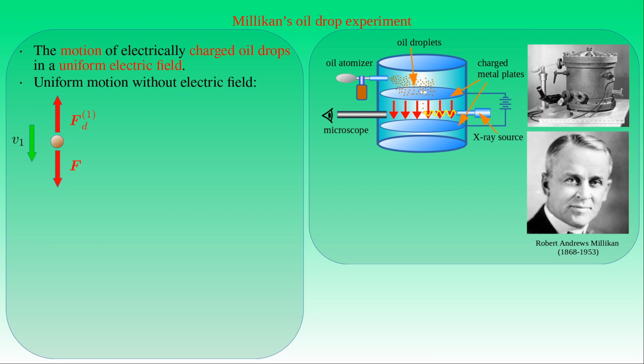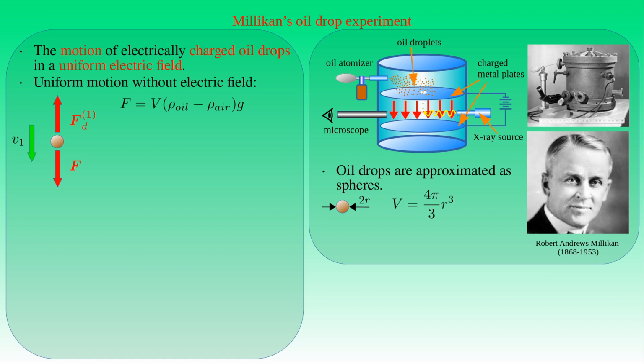The net force F of the gravitational and the buoyant forces can be written as the volume V of the droplet times the difference of the density ρ of oil and the density ρ of air, times the gravitational acceleration g. Since the shape of a droplet can be approximated with a sphere, its volume is given by 4π over 3 times r cubed, where r is the radius of the sphere. This formula can be substituted into the net force, and we obtain 4π over 3 times r cubed, times (ρ oil minus ρ air), times g.